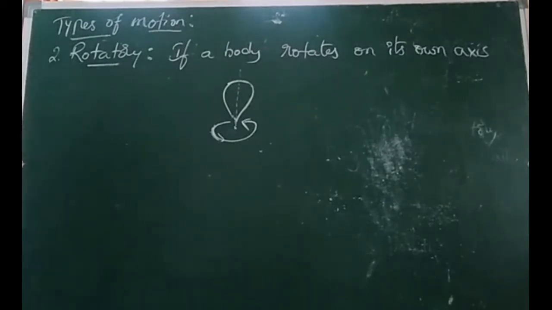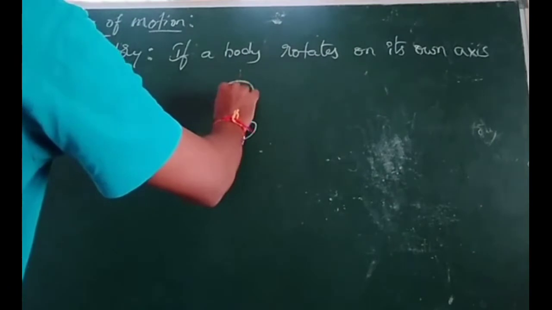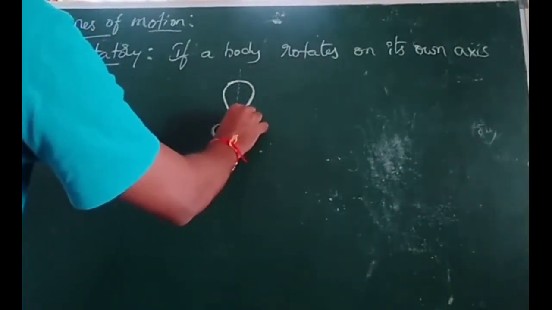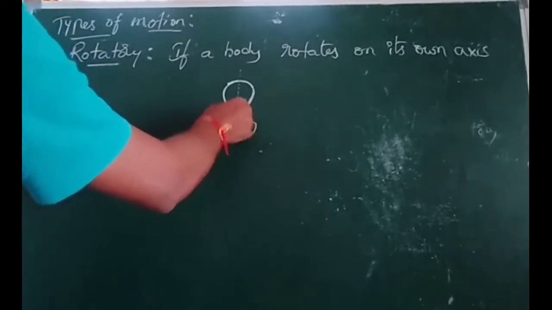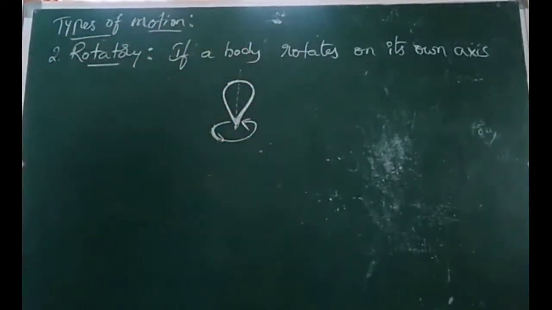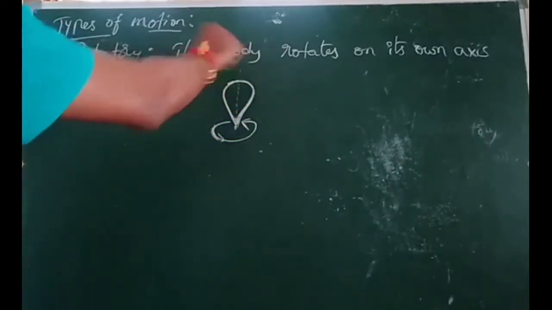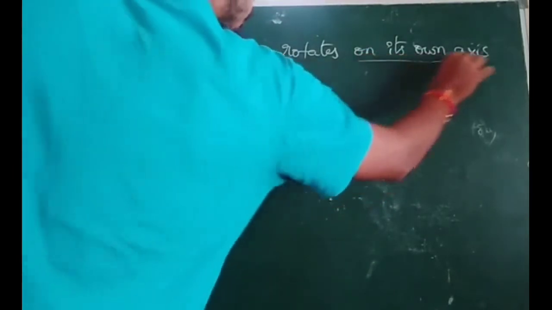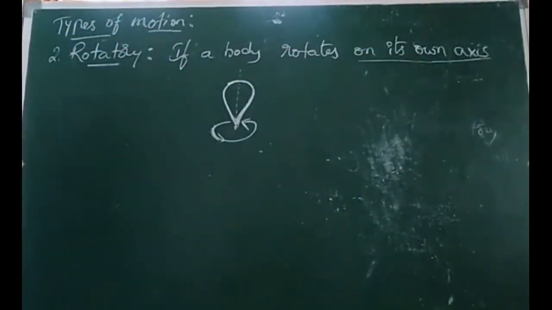So the particles of the body move along a path, making the center point the axis, so that the body rotates. What is important here is that the body rotates on its own axis. Whenever a body rotates on its own axis, we call it rotatory motion.